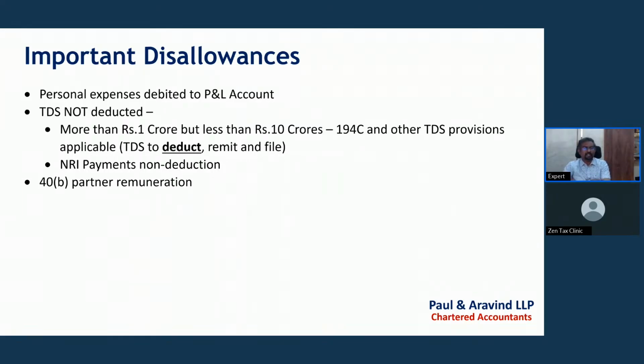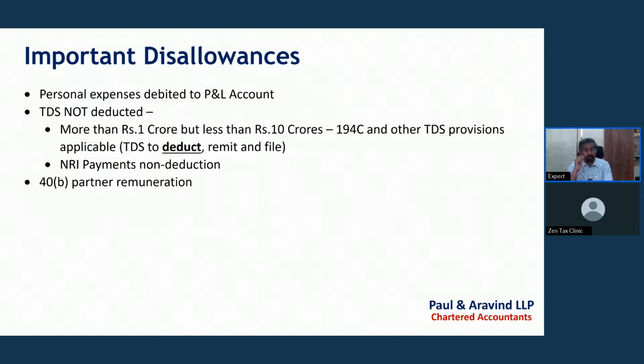Then partner remuneration is subject to the limits as provided for under section 40 clause (b) of the Income Tax Act, where you can pay up to 90% and then up to 60% can only be allowed, subject to whatever is available in the partnership deed.